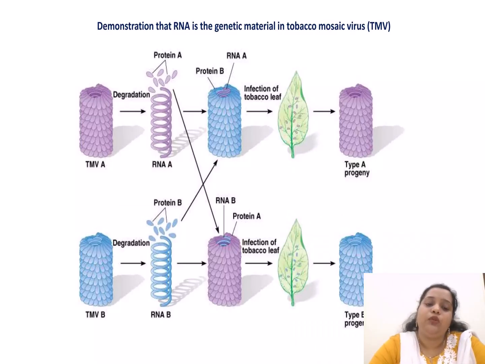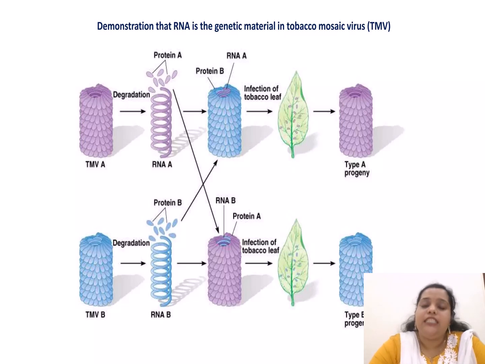So here, if you see, there are two types of tobacco mosaic virus, that is tobacco mosaic virus A and tobacco mosaic virus B. Both contain two parts, that is protein and RNA. So tobacco mosaic virus A contains protein A and RNA A, and tobacco mosaic virus B contains protein B and RNA B.